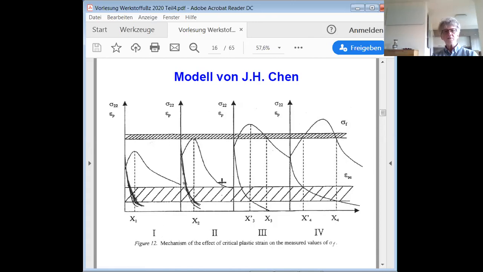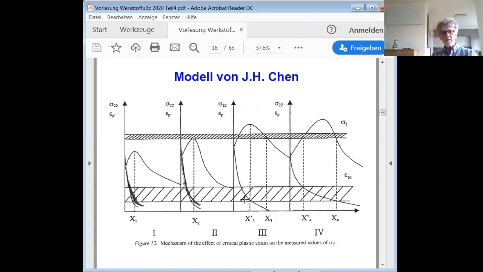Cleavage fracture is only possible if the crack nucleus is located exactly at the position X2 in case two, because you have just reached the plastic strain for the formation of a crack nucleus, and at the same position you have also reached the required stress for the propagation.